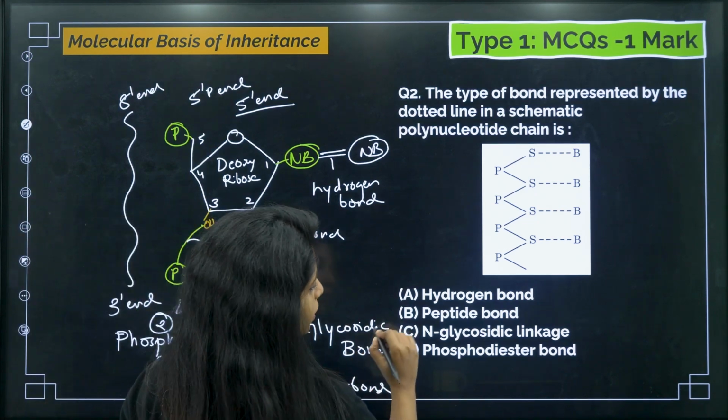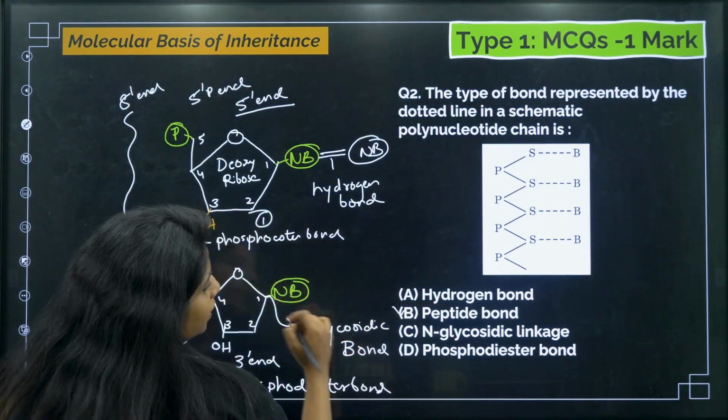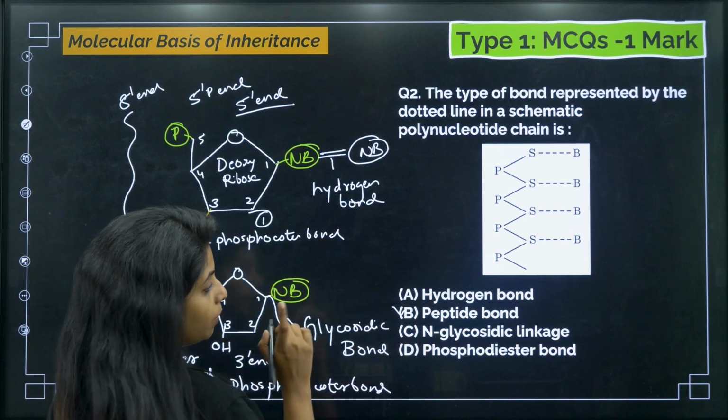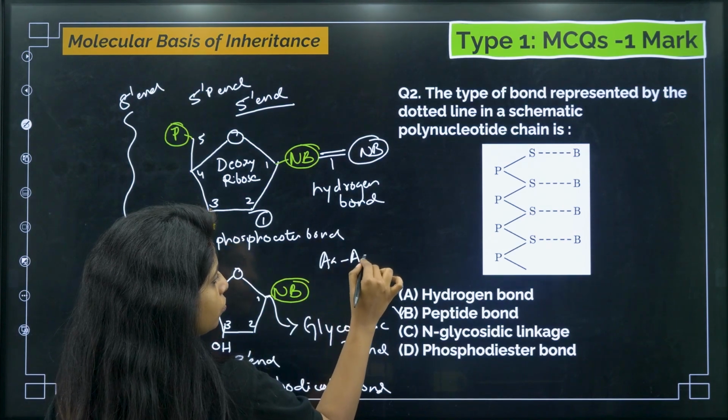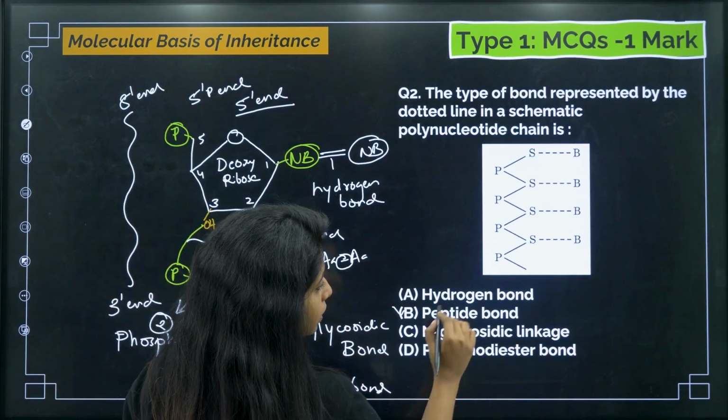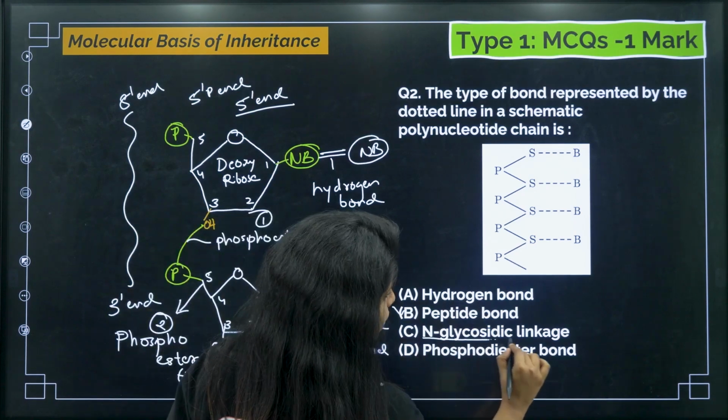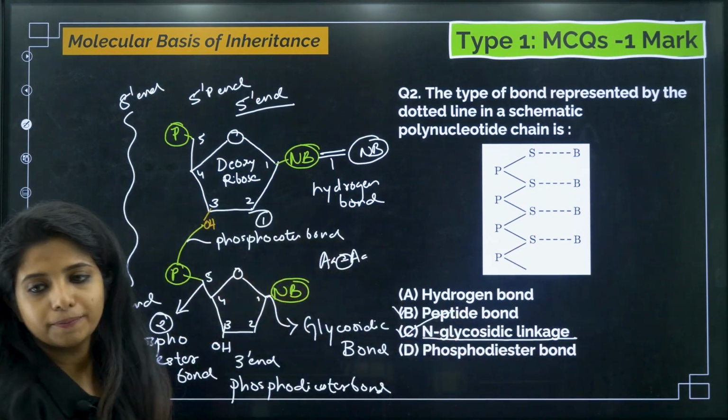Okay, so over here the correct answer will be peptide. Peptide comes between amino acids. Okay, peptide: amino acid 1, amino acid 2. This bond that you see, that is a peptide bond. This bond that we see over here is N-glycosidic linkage, so you give a tick on that.